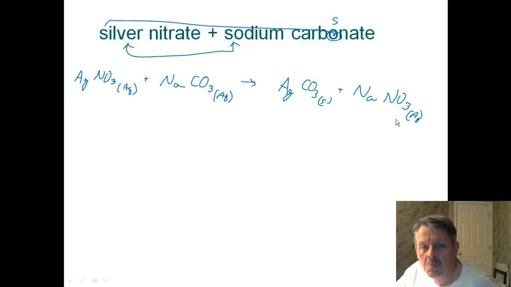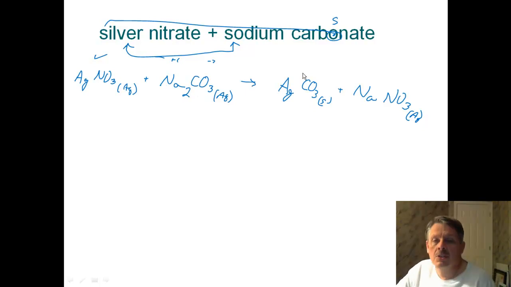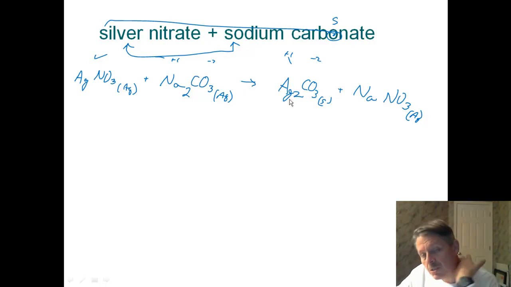Now we have to balance our charges. Well, silver's +1, nitrate's -1, so they cancel. Sodium is +1, carbonate is -2, so I crisscross them and I get Na2CO3. Silver carbonate, I have the same problem. This is +1 and -2, so I need 2 silvers. And sodium nitrate is +1, -1, so they're good.